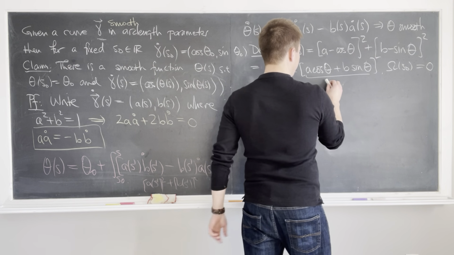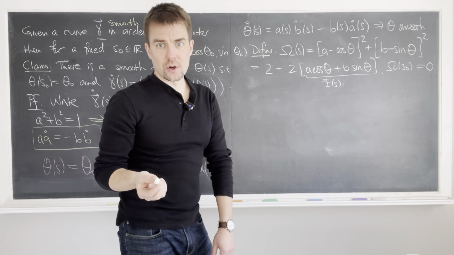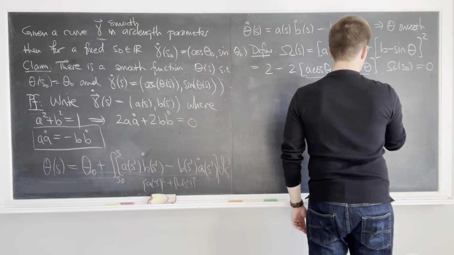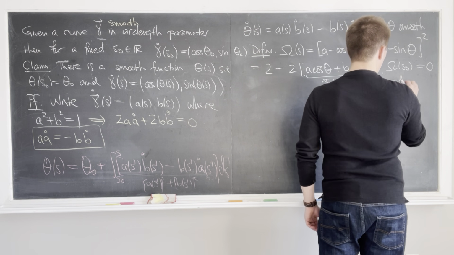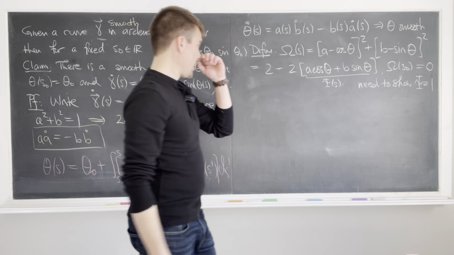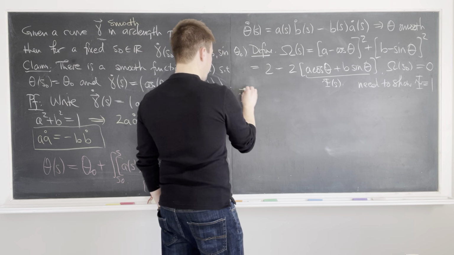I'm going to call this function over here psi of s, and it suffices to show that psi is identically equal to 1. Then we'll be done, okay? So let's do it. So what's psi prime, or psi dot?